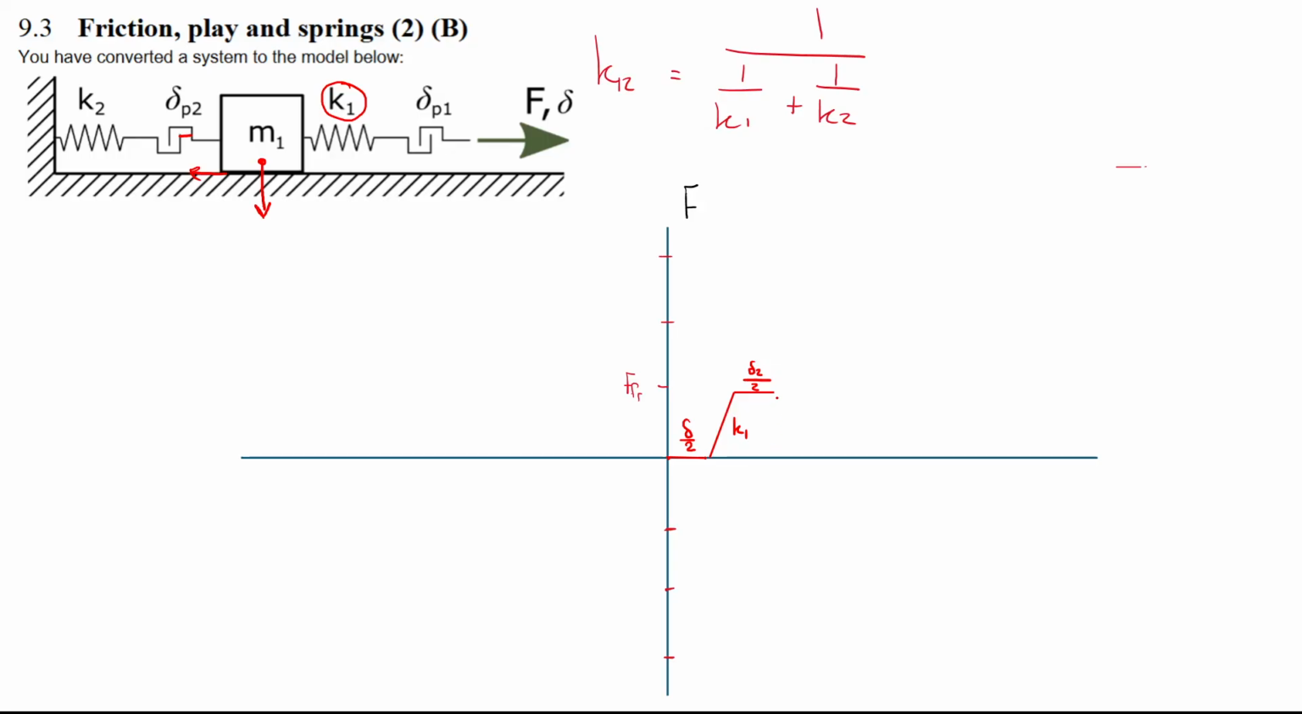Alright, next up, now basically all the play is out of the system. We've pushed this one inwards and that one inwards. So now K1 and K2, they're basically working together. Because they are in series, you have to add them up as follows: 1 over K1 plus 1 over K2. Now I don't really know anything about these values. I mean, sure, you can figure it out.